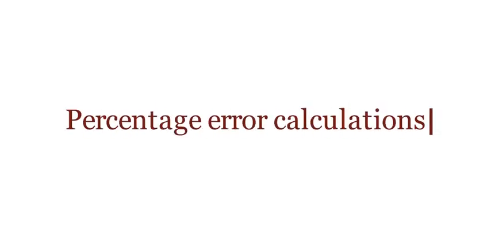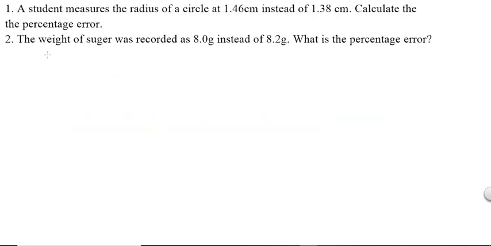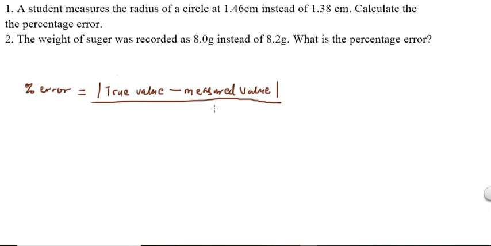In this video, we're going to talk about percentage error calculations. We didn't have examples on the screen, but before we solve anything, I'd like to show you the formula for calculating percentage error. So the general formula is: percentage error is equal to the absolute value of true value minus measured value, divided by the absolute value of true value, times 100 over 1.